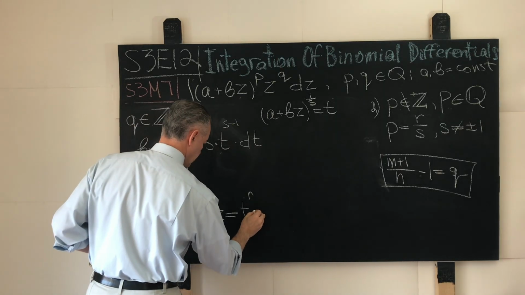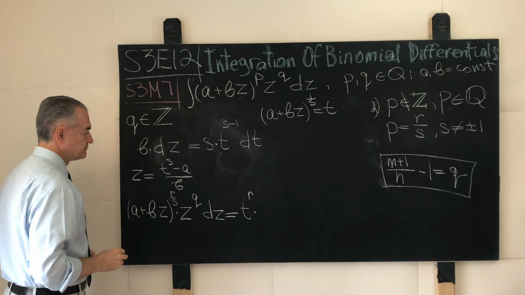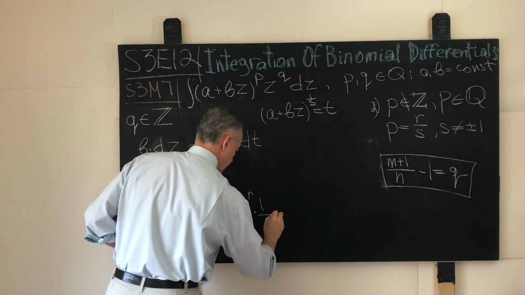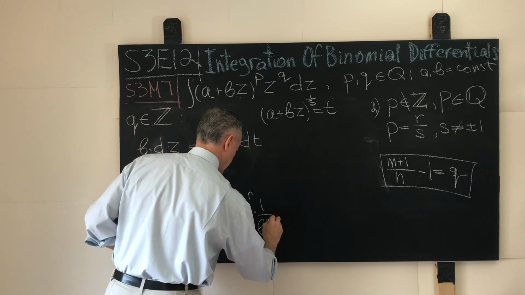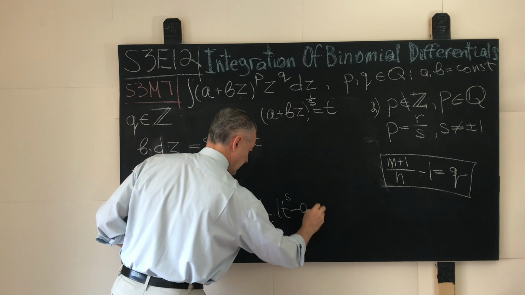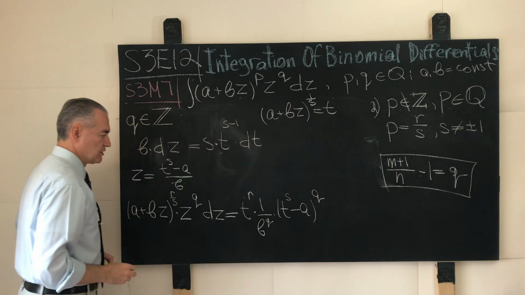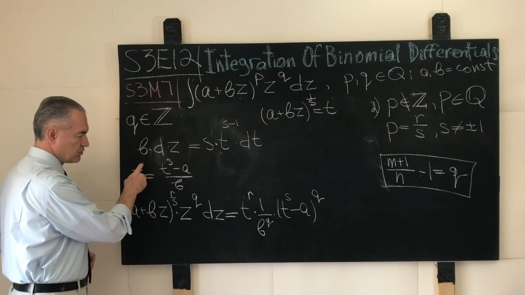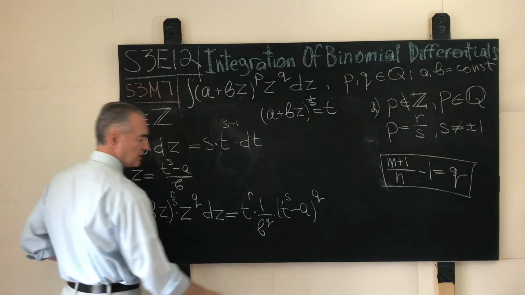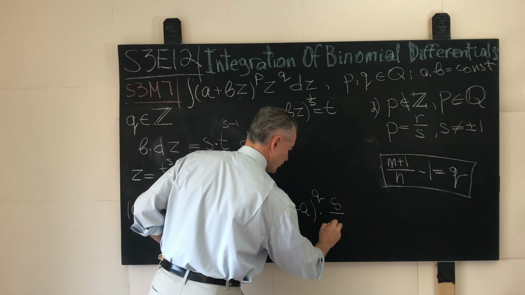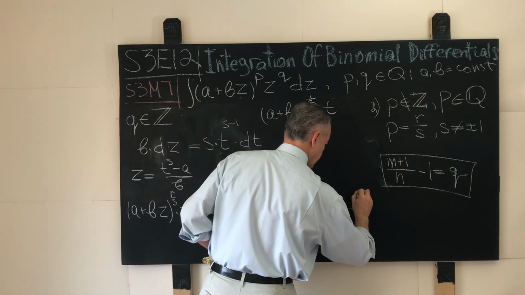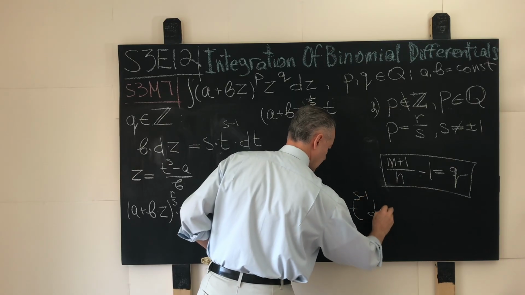Now we just have to carefully unwind our z raised to the power of q. It's this expression: b raised to the power of q times t raised to the power of s minus a, raised to the power of q. So far so good. Z raised to the power of q, everything here raised to the same power q, times the first differential. So what do we have? Times s over b times, what else? T raised to the power s minus 1 times dt.